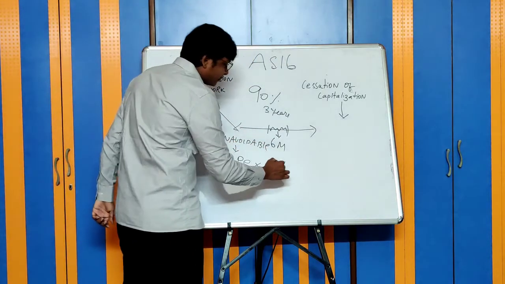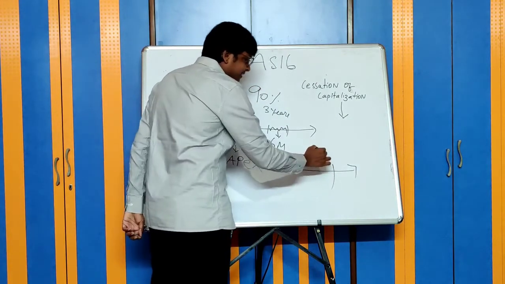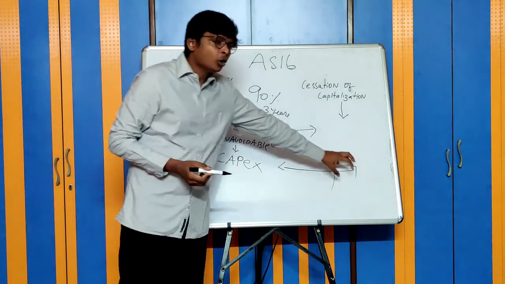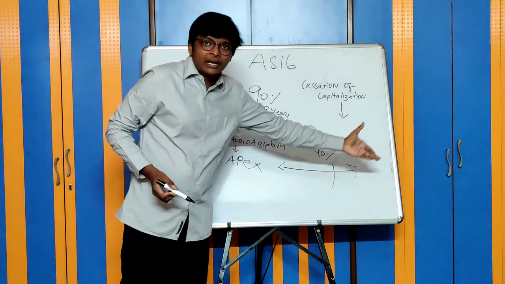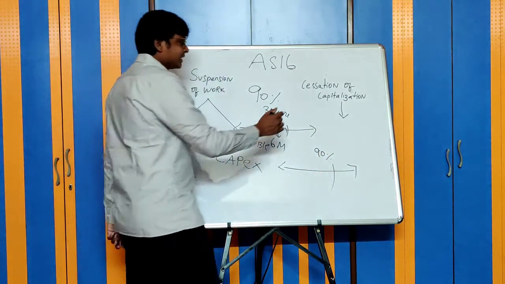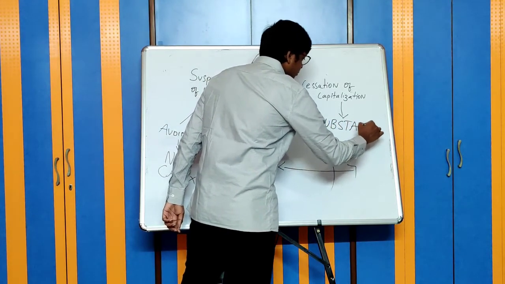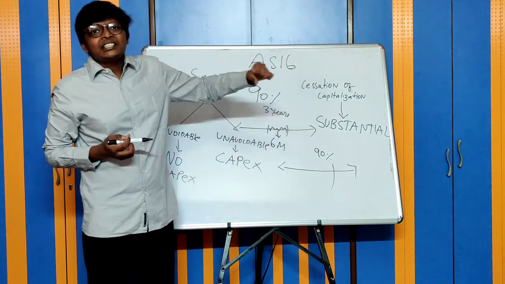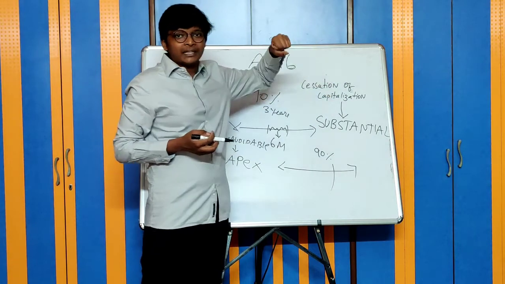So let us take a timeline where at this point asset is 90% ready. Let us say your house is 90% ready to be used. Only small fittings work is left. Can I still continue capitalization or when should I stop? The standard says when the asset is substantially ready for its intended use, then you have to stop capitalization.